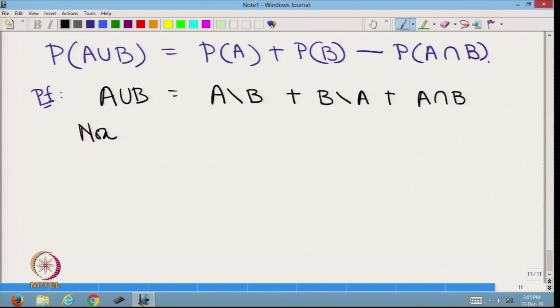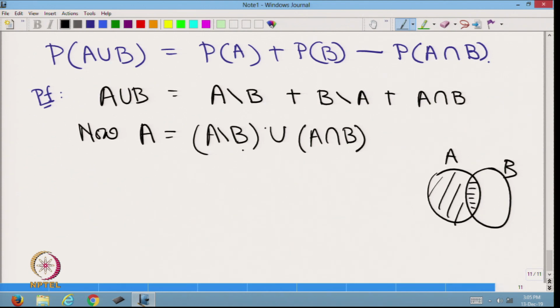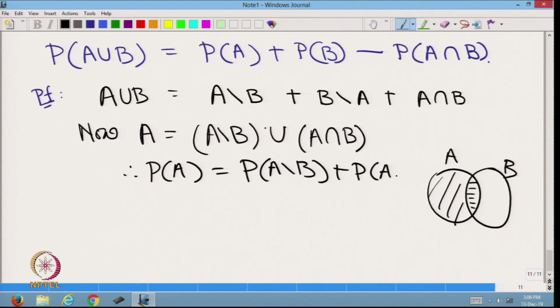Now, A is equal to A minus B union A intersection B. This is very clear. If this is my A and if this is my B, then we can see that A is equal to this union this. So, this is A minus B and this is A intersection B, and these are disjoint. Therefore, probability of A is equal to probability of A minus B, which is a set difference, you should not forget that, plus probability of A intersection B, since these are disjoint.